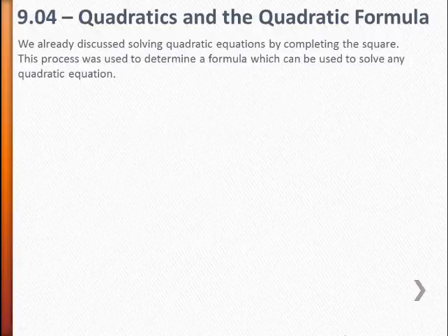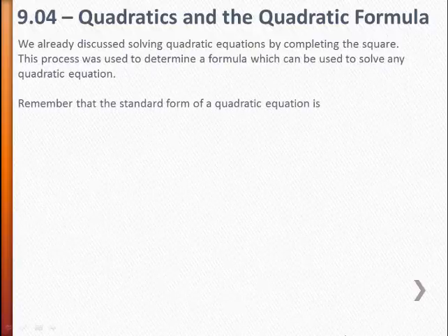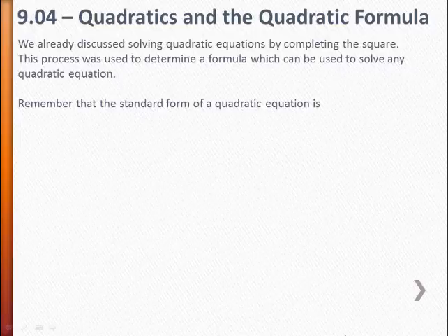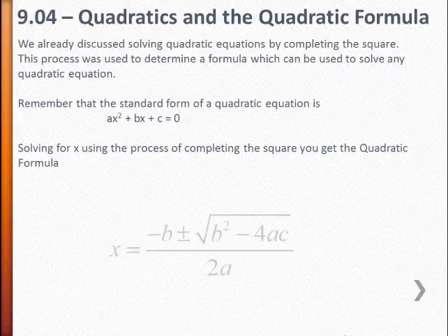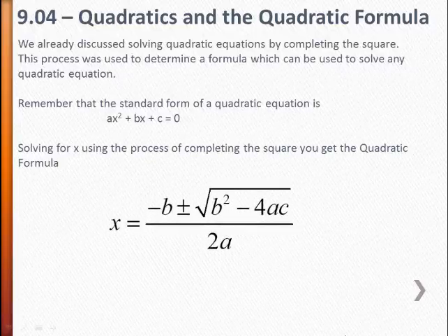So we talked about completing the square, and this is what was used to derive the quadratic formula. We're not going to go into all of that, but basically they took the completing the square, left a, b, and c in instead of numbers, rearranged that to solve for x, and came up with the quadratic formula. So remember, the standard form of a quadratic equation is ax squared plus bx plus c, where a, b, and c are real numbers. And by completing the square, they came up with the quadratic formula.